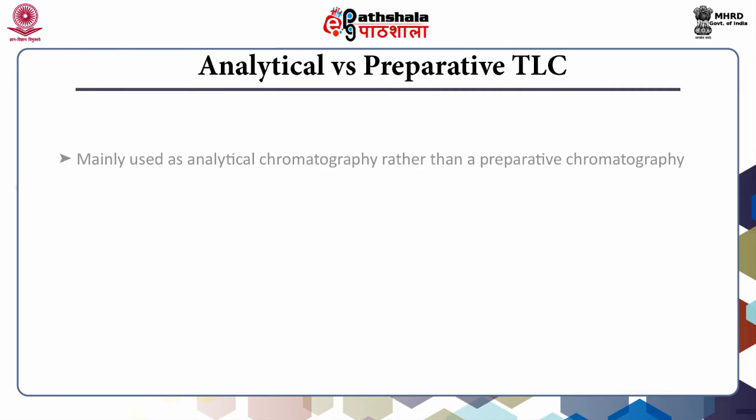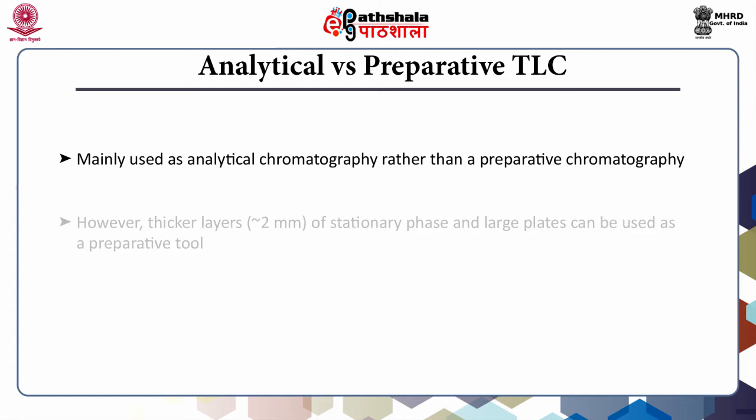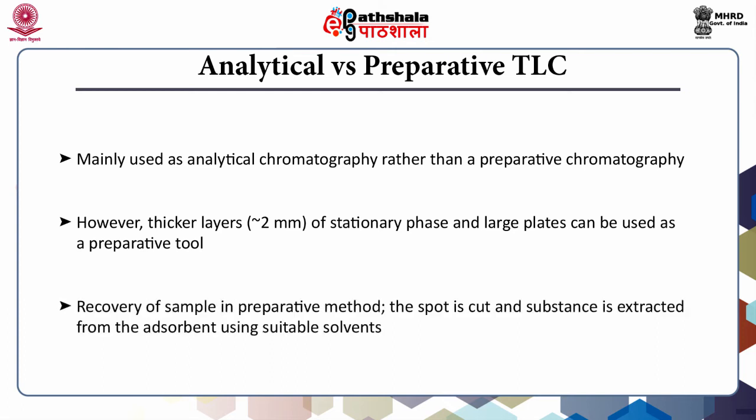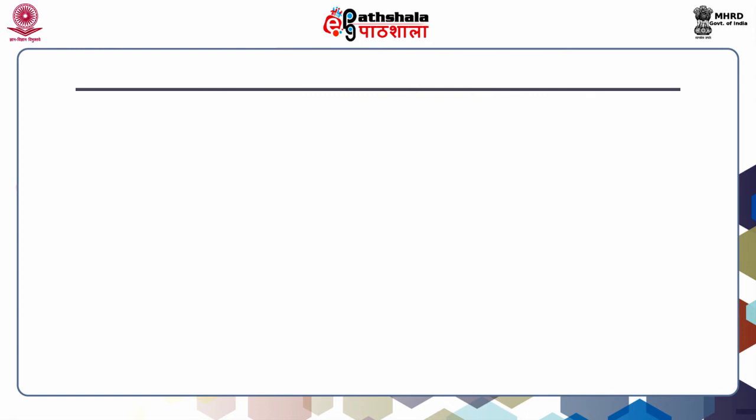In general, the TLC is mainly used as analytical chromatography rather than a preparative chromatography. However, if you use a thicker layer, that is more than 2 mm of a stationary phase, and larger plates, it can be used as a preparative tool. For the recovery of sample in the preparative method, the spot is cut and then the substance is extracted from the adsorbent using a suitable solvent. The next component of the TLC is the mobile phase.